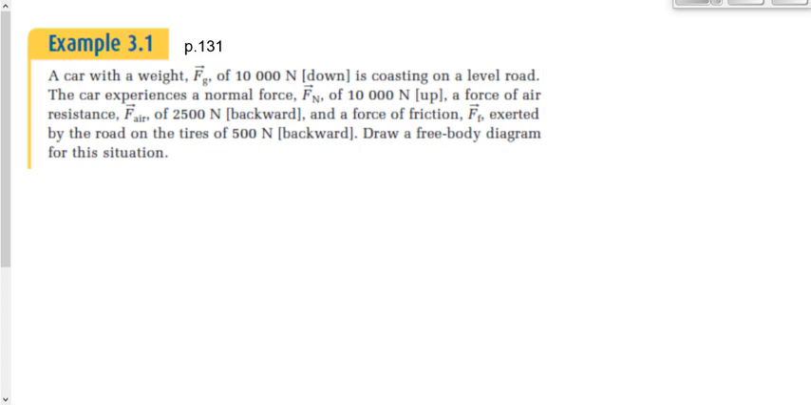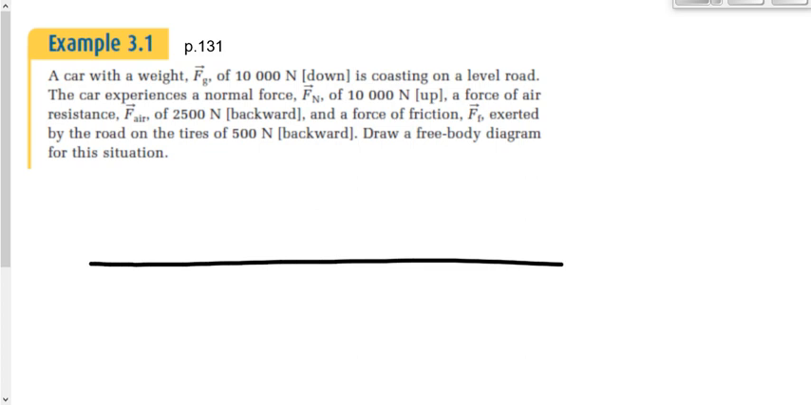There's an example that we see up on the board right now. It says a car with a weight or a force of gravity of 10,000 newtons downwards is coasting on a level road. The car experiences a normal force of 10,000 up. They didn't need to tell us that. We knew that, right? If it's coasting on a level road, we know that gravity is equal to the normal force. There's a force of air resistance of 2,500 newtons backwards and a force of friction exerted by the road on the tires of 500 newtons backward. Draw a free body diagram for this situation.